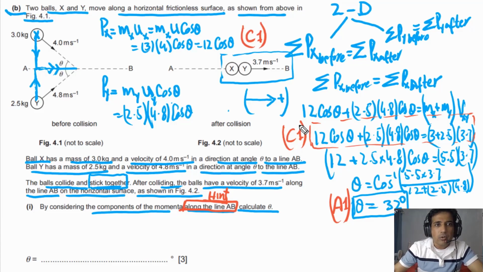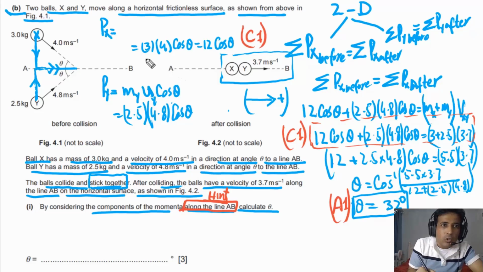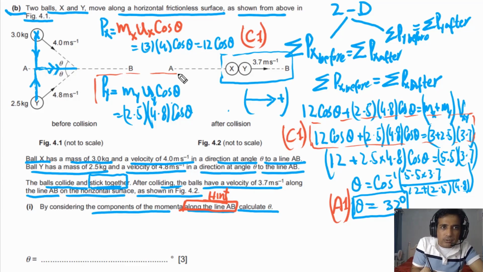Now I just want to highlight a little bit about this point, because maybe it will confuse you. So let me rewrite this. Momentum of x along AB: you have to take the mass of x and the velocity of x along AB, and that is equal to velocity of x times cosine of theta. So these two are similar now, so maybe it is more clear. This is how you can answer.